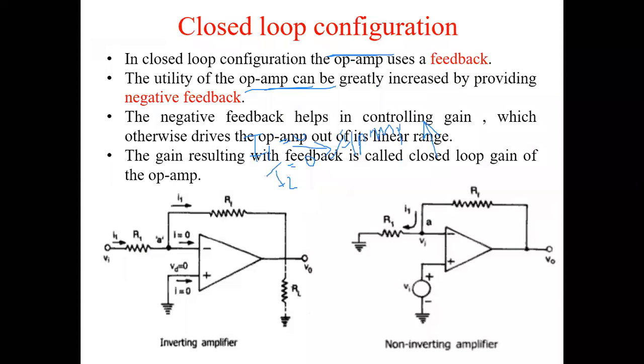In closed loop configuration, the output will be linear with respect to the input by introducing a feedback, which is nothing but a negative feedback. Almost always it uses a negative feedback.